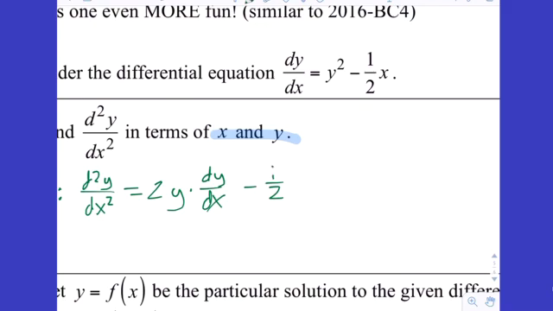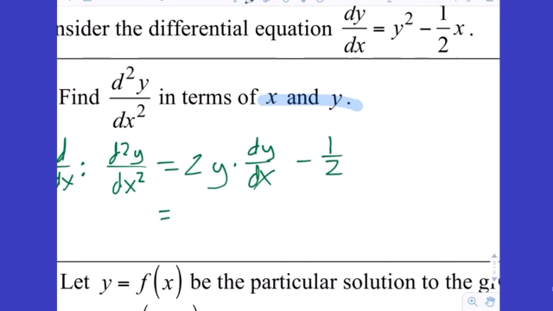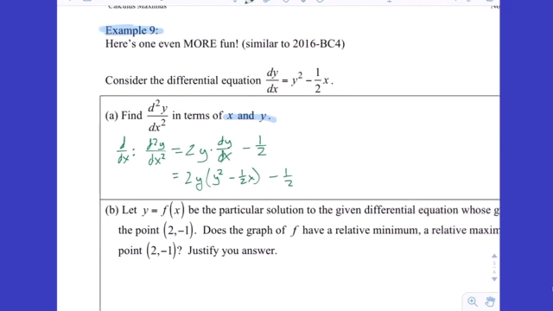So if you stopped right here, would you get full credit? No, that's in terms of dy/dx. You would probably get a check for that, but now we just need to substitute in. So dy/dx, parentheses, that's going to be y squared minus 1/2 x, minus 1/2. Now if you stopped right there, that's good. That's in terms of x and y.